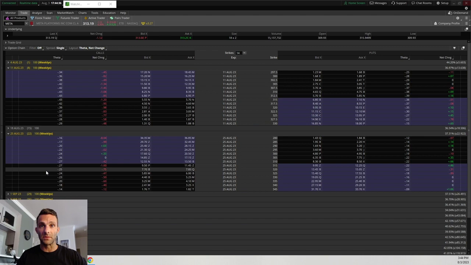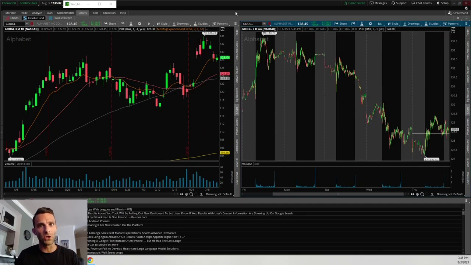So you have to have substantial moves in your favor in order to make money. Now let's go through one more example just so that way we can make it very clear. This is the daily chart of Google. So let's say that I believe Google is going to go higher. Right now it's trading around $128.50. I believe that it could get to $130.